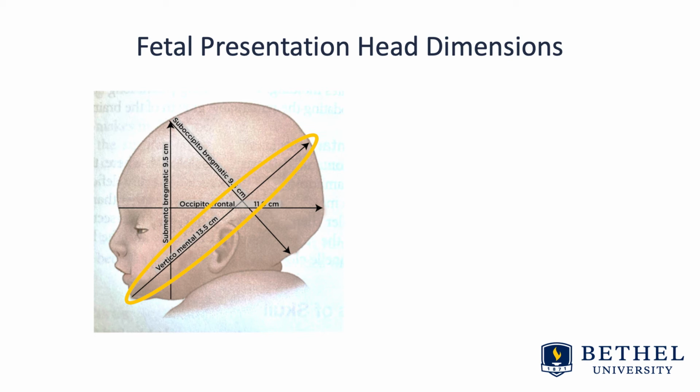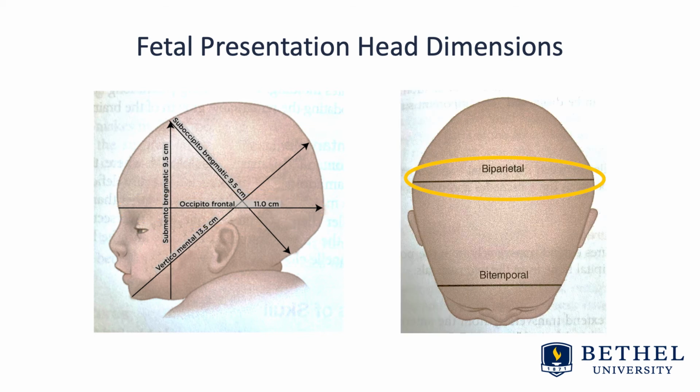Lastly, we have occipitofrontal, going from the frontal bone to the back of the baby's head. That's basically a military presentation, meaning it's not really flexed or extended, and that's at about 11 centimeters. So not ideal either, but certainly more manageable than a brow presentation.